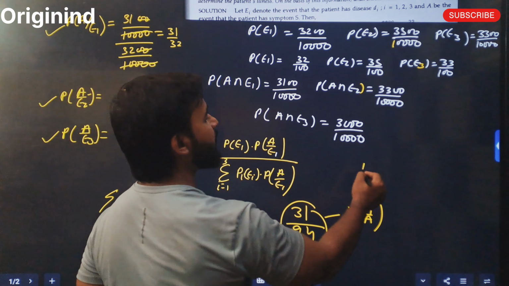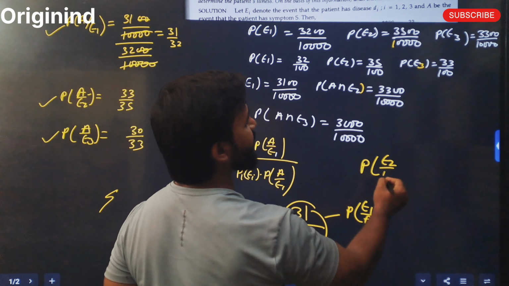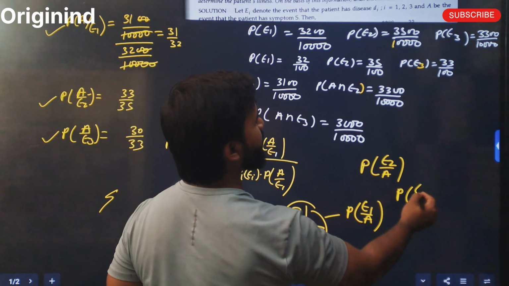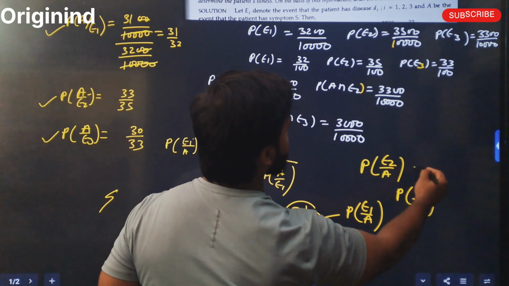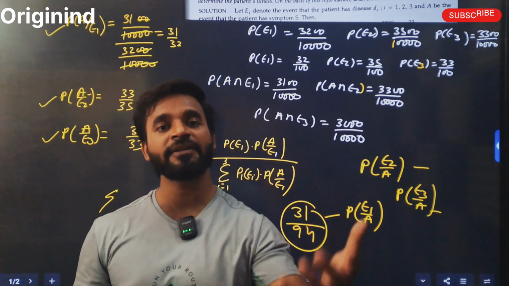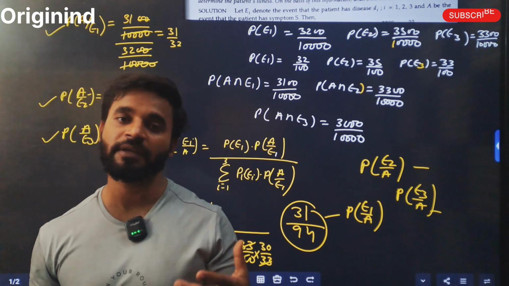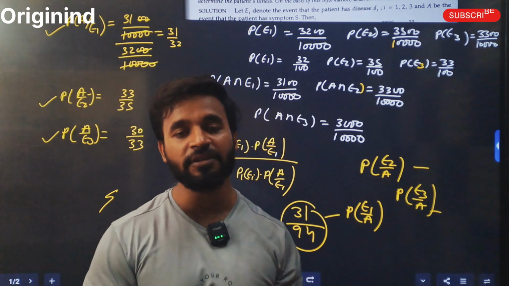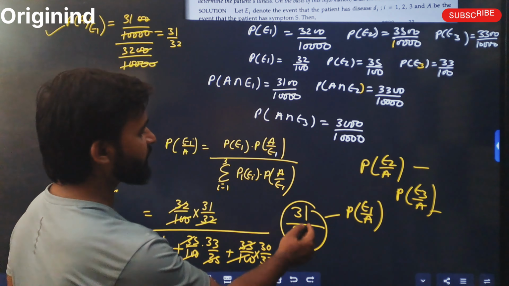In the same way you will find P of E2 by A and P of E3 by A. So these are all three situations. Here you find in which of E1, E2 or E3 the maximum number of patients lies. The E1 patient probability is 31 by 94, and similarly for E2 and E3. This is the same method of how to use the Bayes theorem in this type of problem.